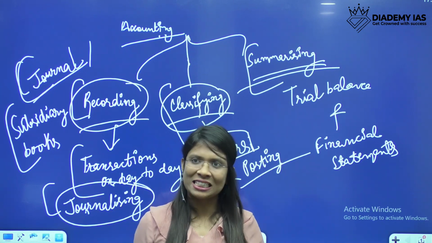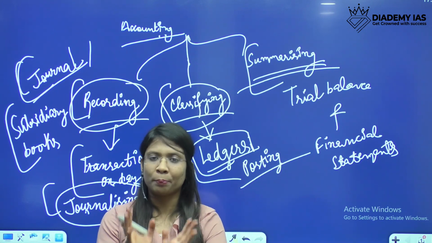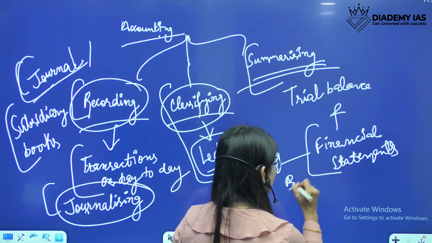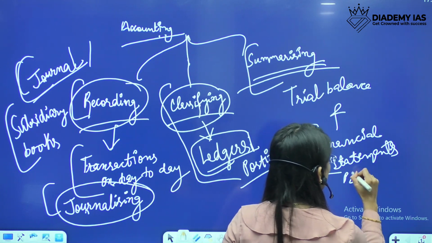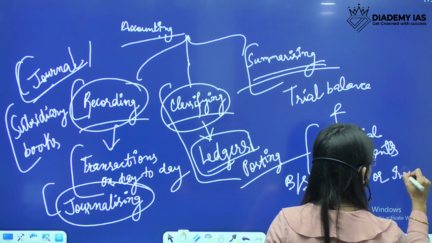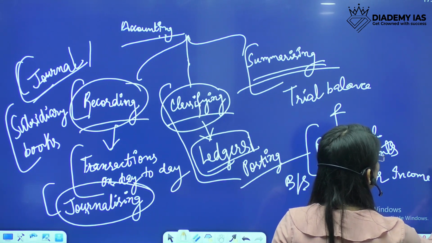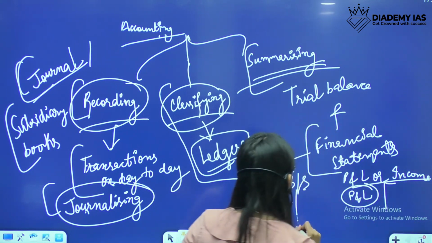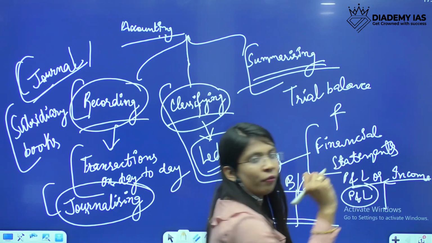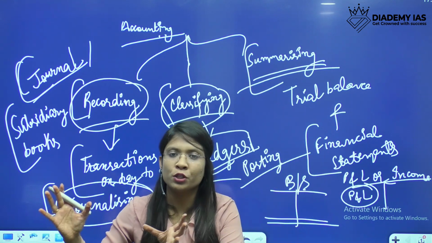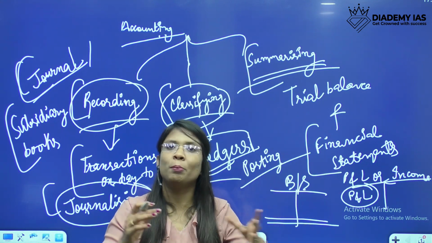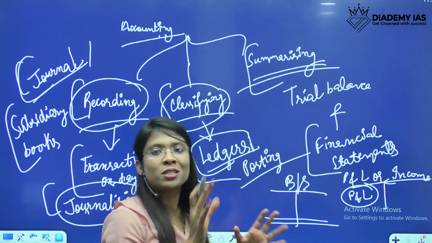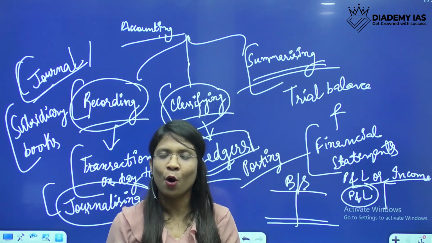When we are done with all these steps, we are able to interpret the results. We are able to make the financial statements, which are known as the balance sheet and the P&L or income statement. We'll be able to come to a conclusion that, okay, this is the profit our company has earned in the year, and this is the balance sheet position of our company over the year. We will be able to interpret the results thereof. So this is the whole process which is known as accounting. I hope it is clear.